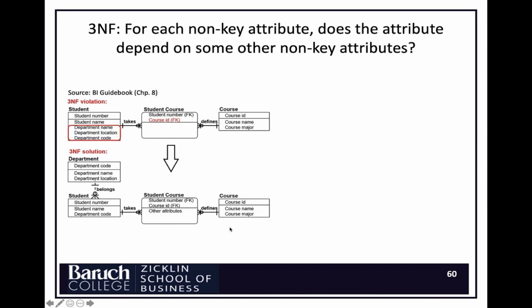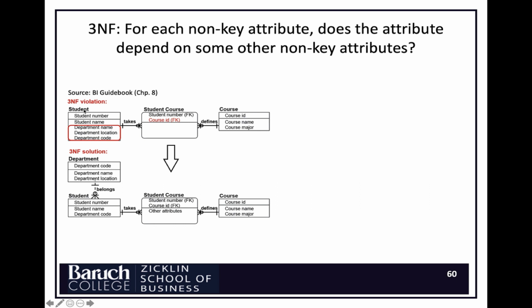For the third normal form, we're looking at all the non-key attributes, and we want to see if these non-key attributes are dependent on any other non-key attribute. So now we're not looking at key attributes. We're looking at the relationship between non-key attributes and if there's any dependency that exists within them. So is there part of this information that's related to a non-key attribute?